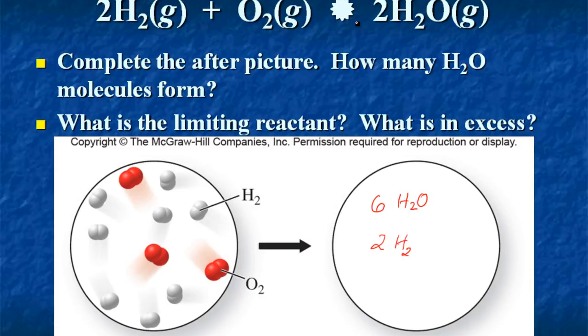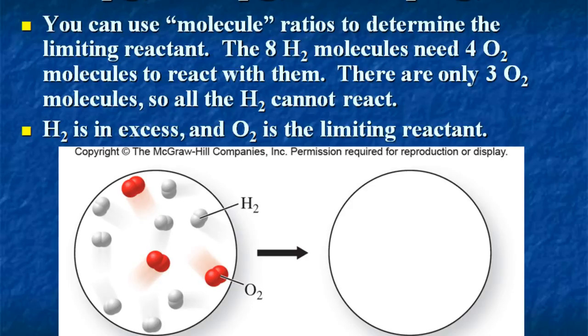Hydrogen to water is a 1:1 ratio, right? So if you had only 6 water molecules, that means 6 hydrogen molecules must be used up for that. You have 8 to start with. So 2 will be left over, which is the excess reactant. So, well, that is the solution. So you can use those molecule ratios to determine the limiting reactant, as we just talked about. The 8 H2 molecules need 4 O2 molecules. There are only 3, therefore all the H2 cannot react. So H2 is in excess and O2 is the limiting reactant.